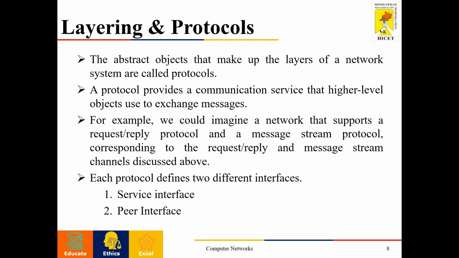Both will define a service interface to the other objects on the same computer that want to use its communication service. This service interface defines the operations that local objects can perform on a protocol. For example, a request-reply protocol would support operations by which an application can send and receive messages. The protocol also defines a peer interface to its counterpart on another machine. This second interface defines the form and meaning of messages exchanged between protocol peers to implement the communication service.